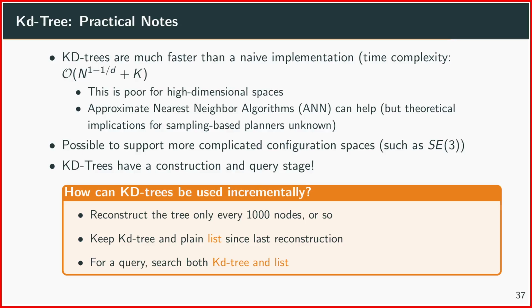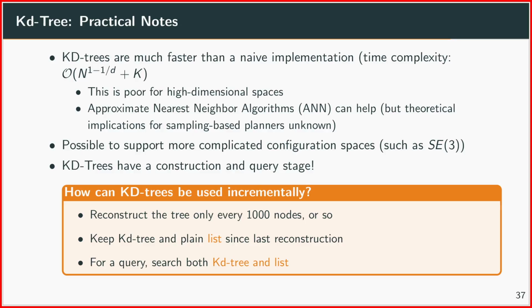Okay, some practical notes about KD trees. First of all, they are much faster than a naive implementation, and if you go to higher dimensions, then the time complexity becomes O(n^(1-1/d) + k). You have to just believe me this number for now, I don't want to go into proving it here. K is the number of nearest points you want to find. It turns out that this is not super efficient in high dimensional space, so you can do it, but it's not really the best one.